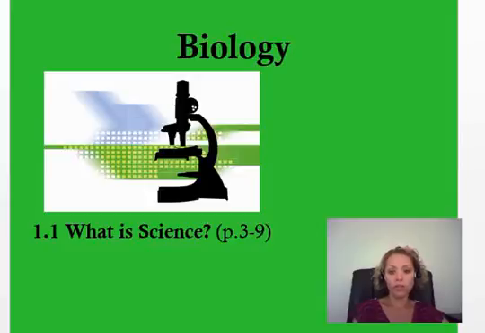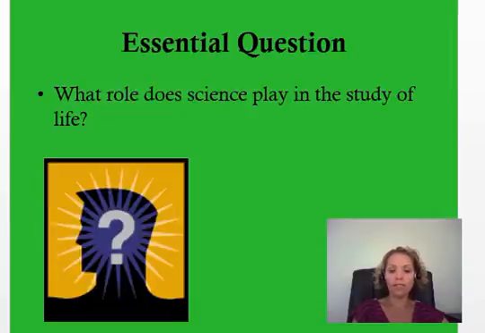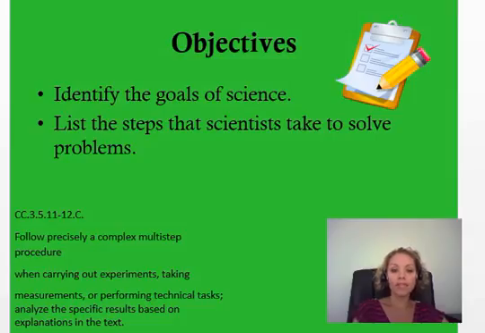We're going to start the first section of Chapter 1 today, and that is, what is science? It's some pretty basics of science and some things you've probably heard in some previous science courses, so it's a little bit of review, hopefully. Our essential question is, what role does science play in the study of life? And remember, study of life, that's biology. Our objectives today are to identify the goals of science and list the steps that scientists take to solve problems.